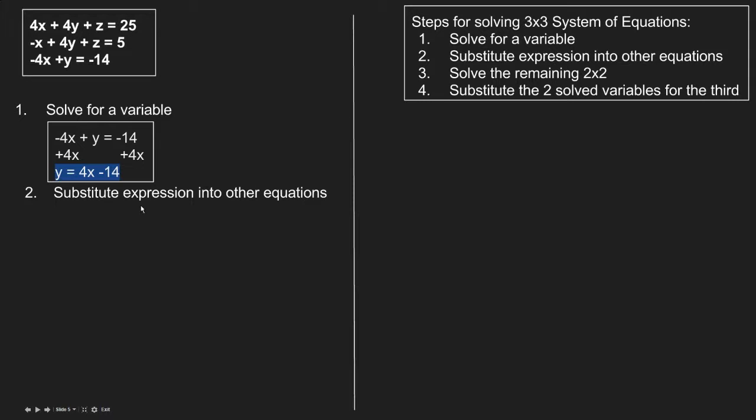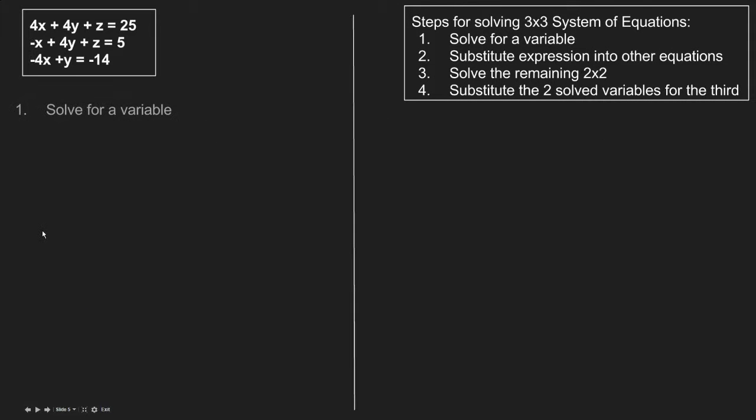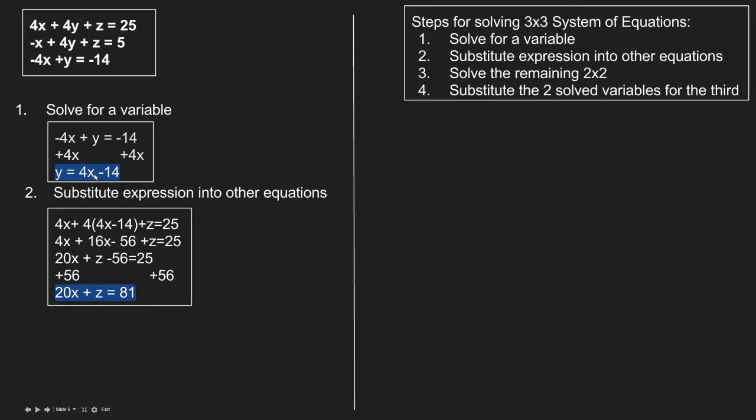So now we'll substitute the expression into the other equations, and what we'll do here is take the top equation, or whichever one out of the two that you didn't use for solving for y. So we're substituting in for y here, so we'll use the top equation, 4x plus 4 times 4x minus 14, and substituting in, this would have been y, plus z equals 25.